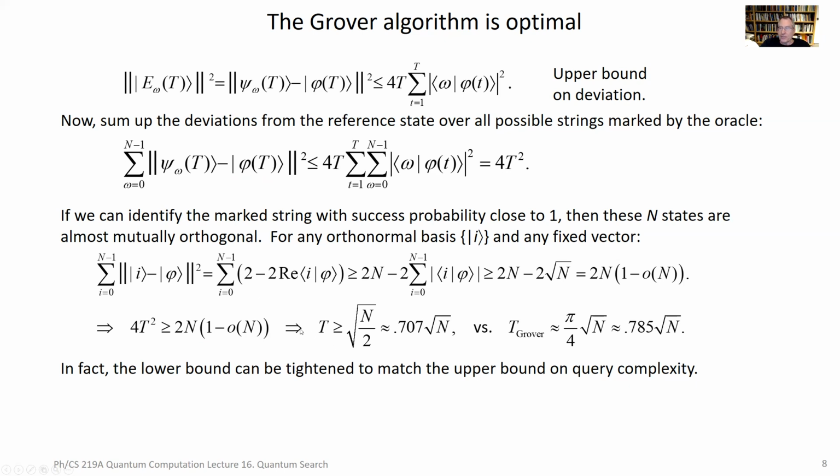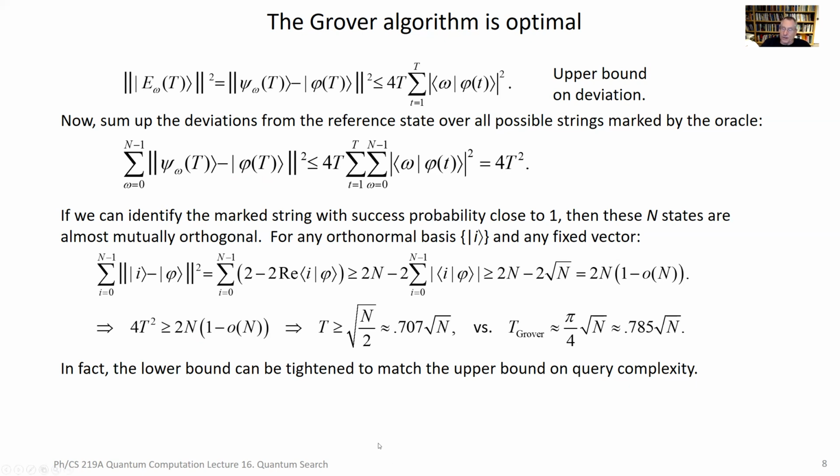So that tells us something about the number of queries. The number of queries that we needed to make these states distinguishable, let's just divide by 4 and take the square root, had to be at least the square root of n over 2, about 0.707 times the square root of n. What we found using Grover's algorithm is that we can find the marked state by choosing those unitaries to be the right unitaries to do the Grover iteration, capital T times.